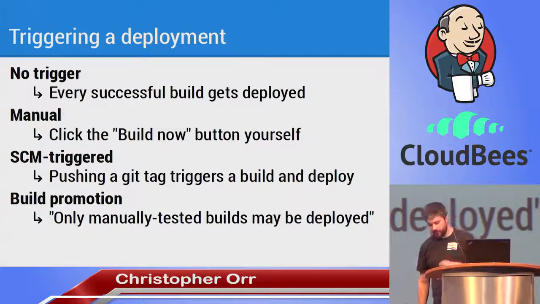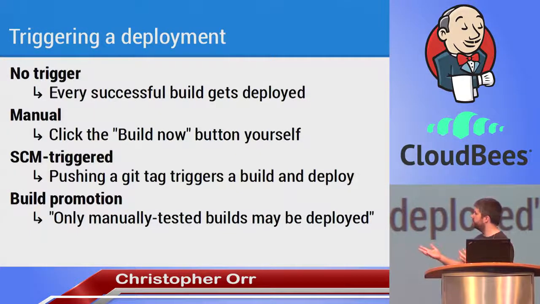Then there's SCM triggered. So this is what we do at Iosphere a lot. So we have job configurations that check if you've pushed to a tag that's called alpha/whatever or beta/whatever, it will then build an alpha version or a beta version of the app, upload it to Hockey App, and distribute it to our users.